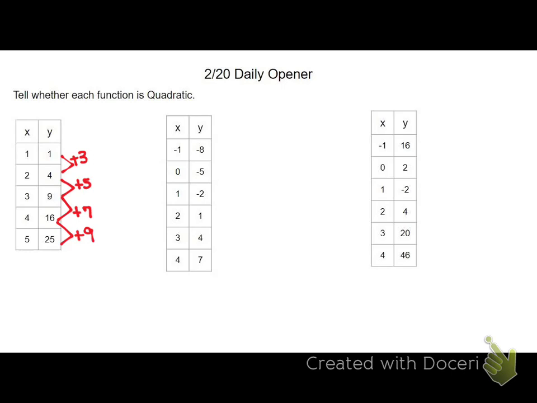So from 3 to 5, how do I get from 3 to 5? Plus 2. 5 plus what will get me to 7? 2. And then 7 plus what will get me to 9? 2. Okay. Are these numbers, the second difference, all constant? Are they all the same? So is this function table quadratic? Yes. So we'll put yes and why.